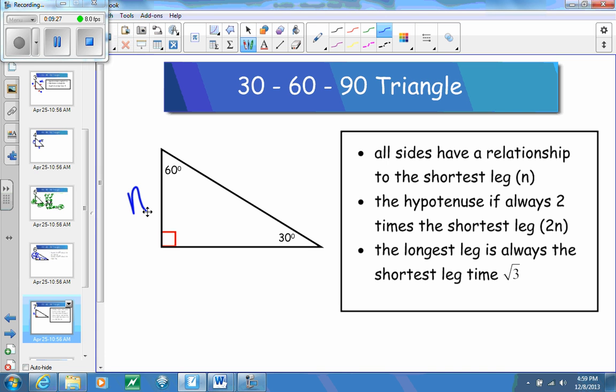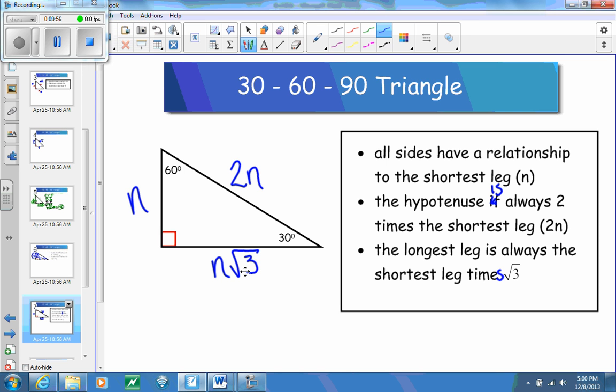Then it says here the hypotenuse is always 2 times the shortest leg. So that means I'm going to take this shortest leg times 2, so 2n. The longest leg is always the shortest leg times the square root of 3. So I'm going to take my shortest leg of n and multiply it by the square root of 3. And there's my three sides of a 30, 60, 90 triangle.